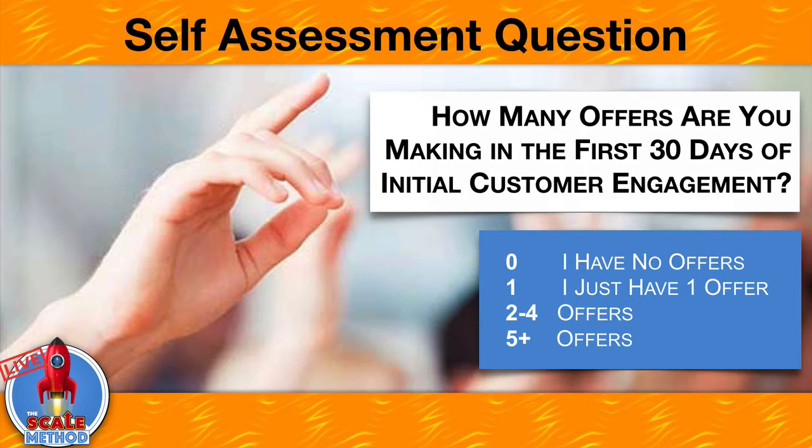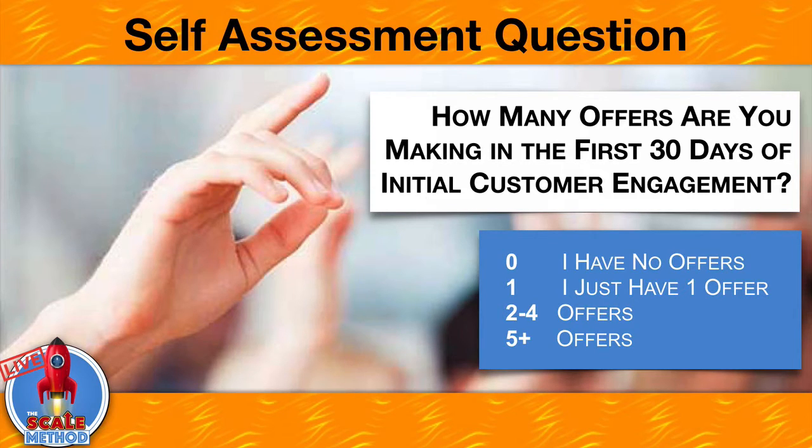All right, self-assessment. I'm going to ask you some self-assessment questions during this training. I want you to write them down really for your own good and take a look at what your answers are and how you can improve to move forward. So how many offers are you making in the first 30 days of initial customer engagement? Do you have any offers if someone likes your page, watches YouTube videos, visits your website? Do you offer at least one thing in the first 30 days? 2 to 4 offers, 5+ offers?